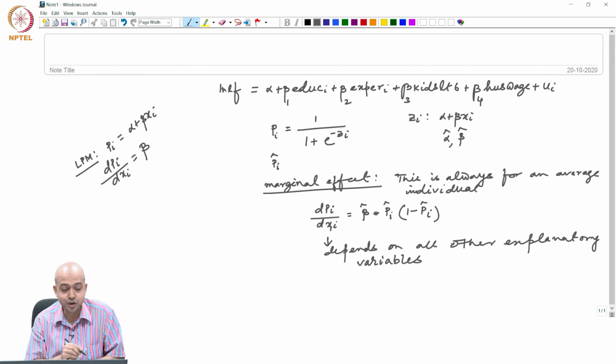In the context of the Logit model, it all depends on other factors as well, okay, because Pi hat you have to calculate based on your beta 1 hat x1i plus beta 2 hat x2i, like that. That is one thing you have to remember: all other explanatory variables and their estimated coefficients.